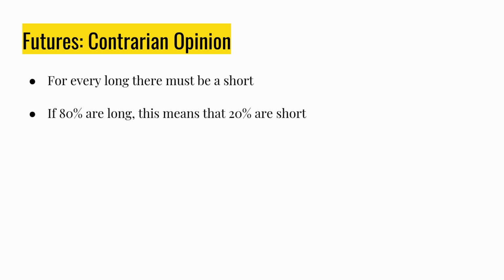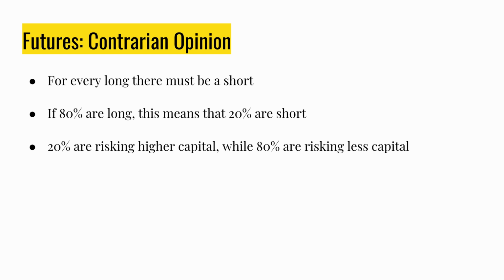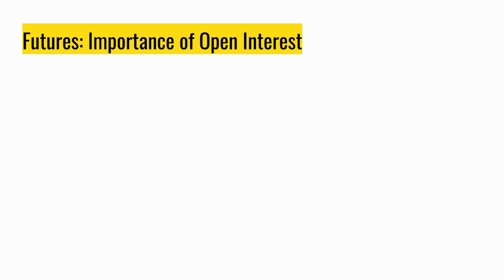As we learned in a previous video on futures, for every long, there must be a short. This means that if 80% are long, 20% are short. Since 20% are short, this means that they're risking higher capital than the ones who are 80% long, as the dollar amount should be equal between longs and shorts. Therefore, many analysts believe that the 20% have the strong hand, or simply put, are less likely to sell their position. The 80% are considered to be weak hands as they're holding smaller positions and are most likely to sell when things get shaky.